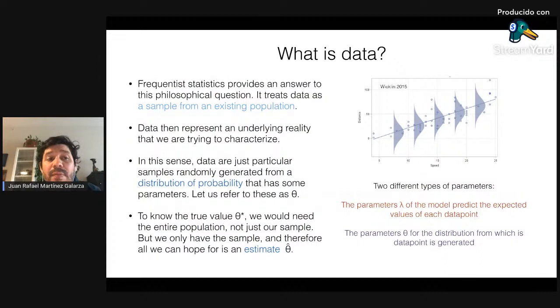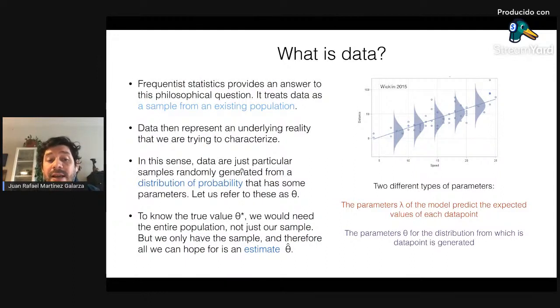Well, from the frequentist point of view, there's an easy answer to what is data. Data is a sample from an existing population. So we assume that there is an existing population of events, and when we take data, we're just doing a random sampling of that distribution. So the data would represent an underlying reality that we're trying to characterize. The reality creates a distribution of events that we sometimes get to sample when we measure, and we get samples of those distributions. And in that sense, data are just particular samples generated from a probability distribution.